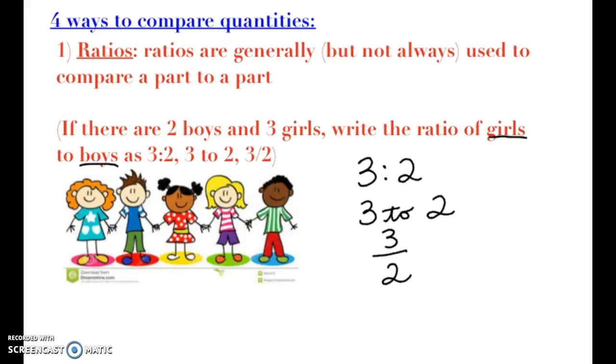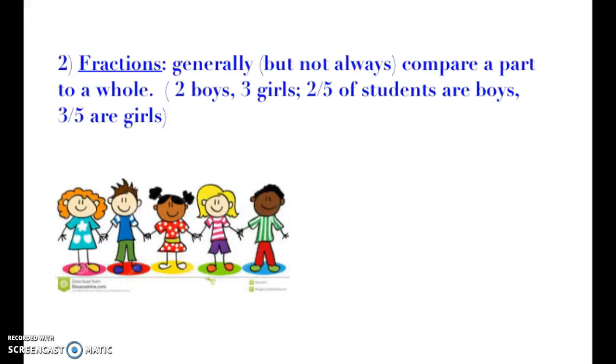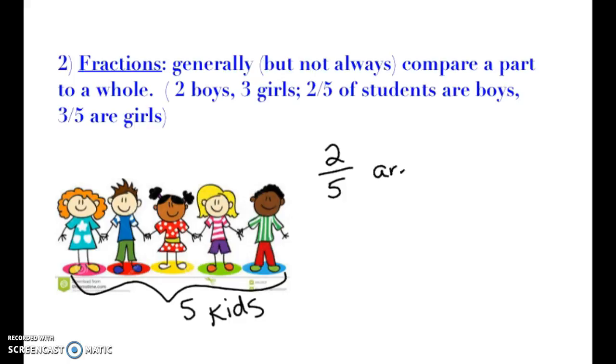And it's important that we do the 3 first and the 2 second because we ask for the ratio of girls to boys. A second way that we compare numbers a lot is by using fractions. And typically when we use fractions, we compare a part to a whole or to a total. So again, in this picture below, the total is that there are 5 kids, 5 people here. So 2 are boys and 3 are girls. That means 2 out of 5, or 2/5 of the students, are boys. And in the same manner, 3/5 of the students are girls.